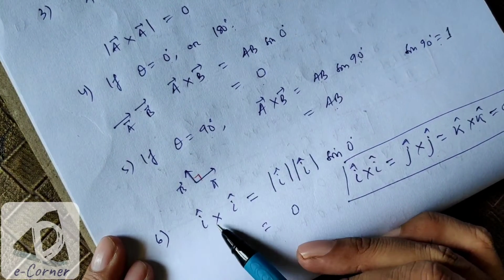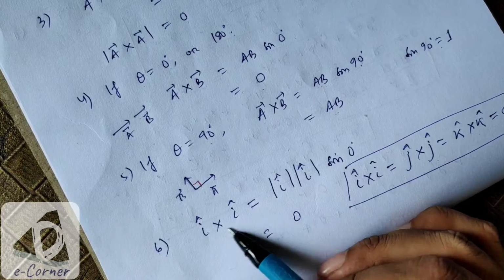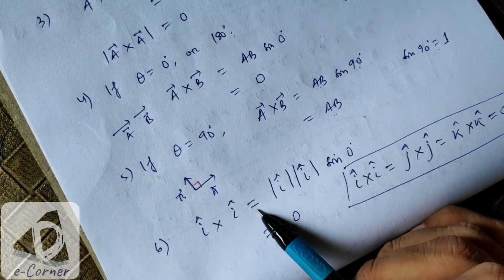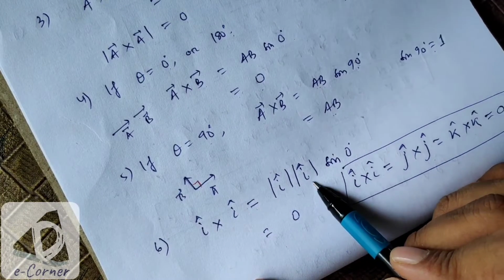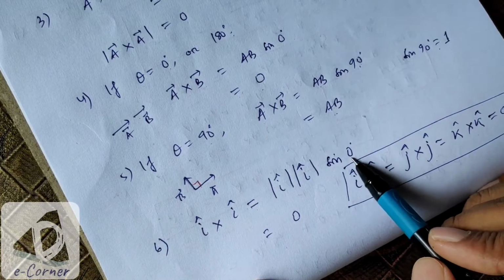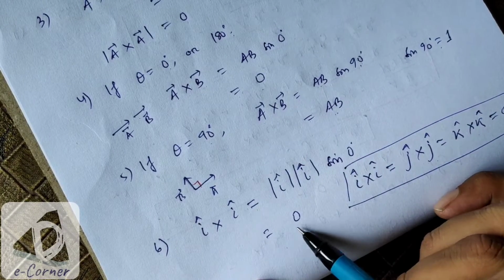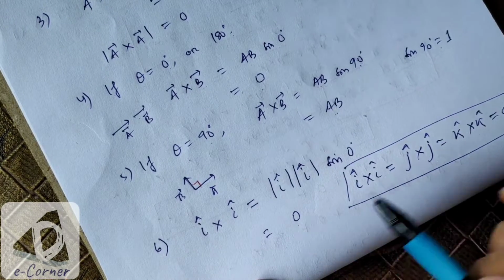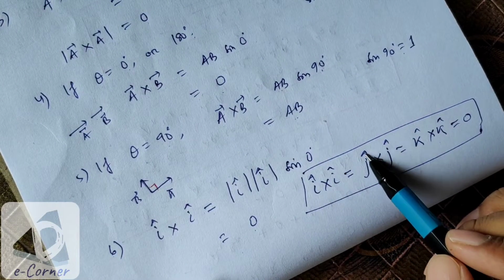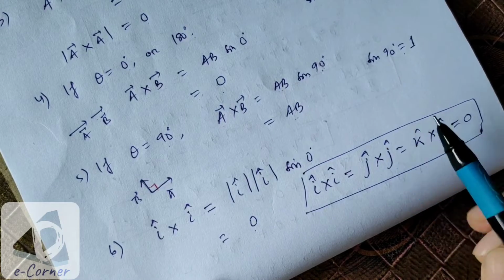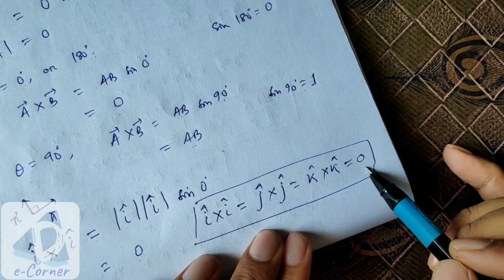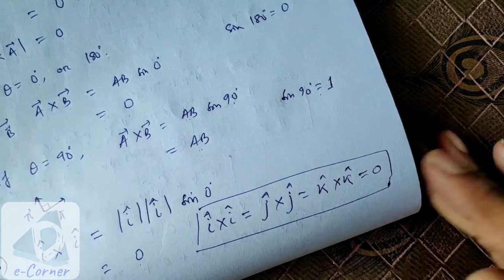Next, when we do the cross product between two same unit vectors, I cap and I cap, this becomes mod I, mod I, sin theta, and again theta is 0, so sin 0 is equal to 0. So this gives you the value 0 here. So I cap cross I cap is equal to J cap cross J cap is equal to K cap cross K cap is equal to 0. You have to learn this by heart.